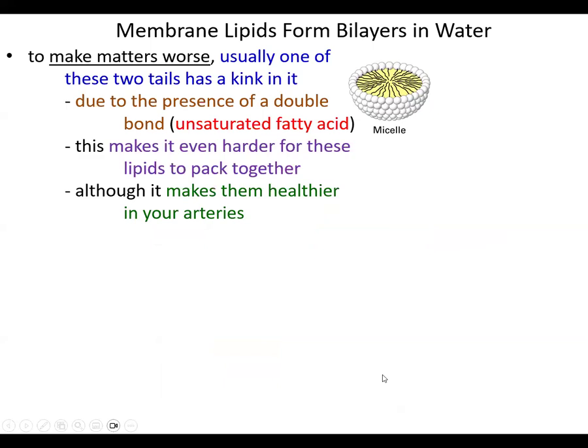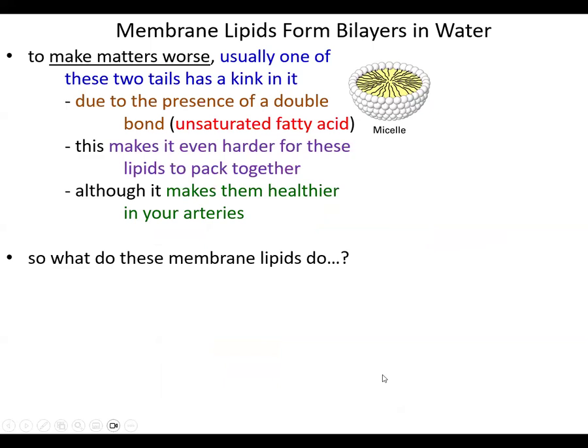Yeah, it's great that we have some unsaturated fatty acids in there. That's going to make us more heart healthy. That's going to make the membrane more fluid. That's going to kind of block this hardening of the cell membrane, but it means that micelles aren't possible.